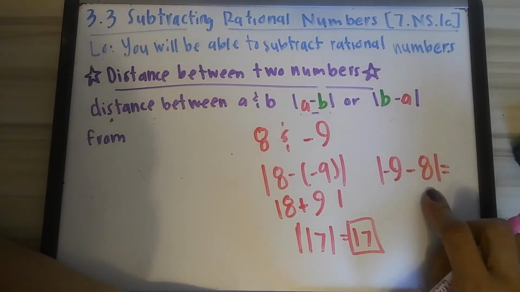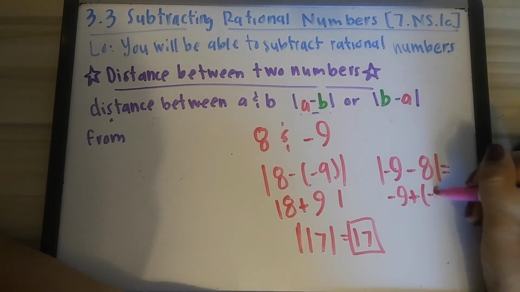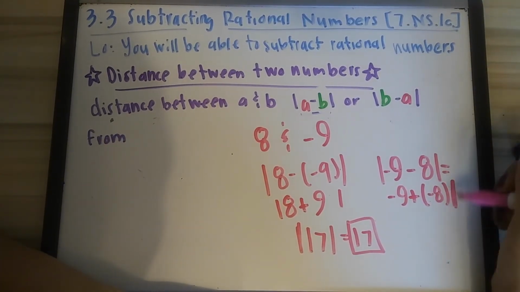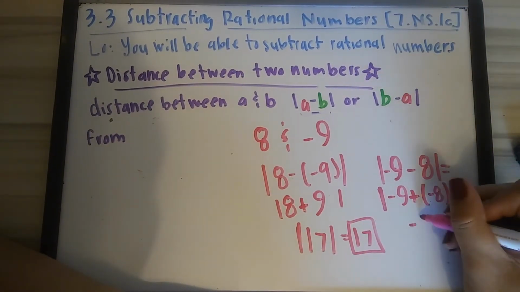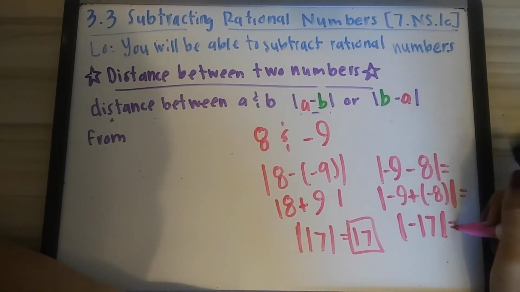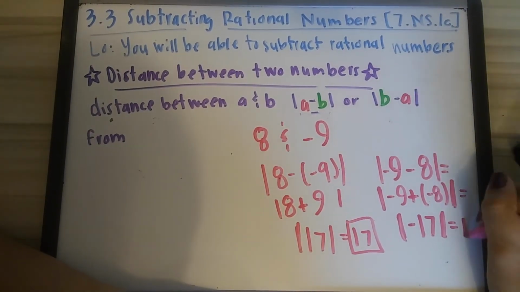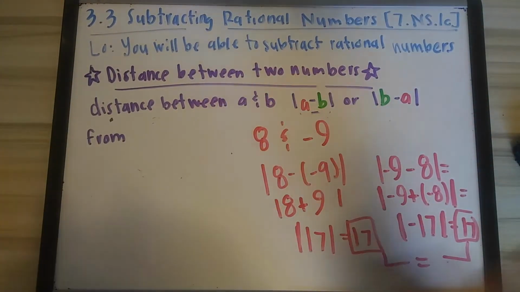This one right here, I'm going to rewrite that as an addition of its opposite. Opposite of positive 8 is negative 8. Absolute value bars. And then same sign, I'm going to add them together. So that will give me negative 17 because both of them have the same sign. So I use a common sign. The absolute value of negative 17 is 17. Voila, the same answer. Okay, let me give you some practice.